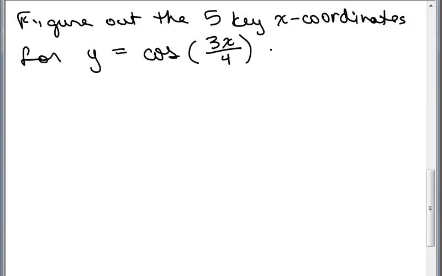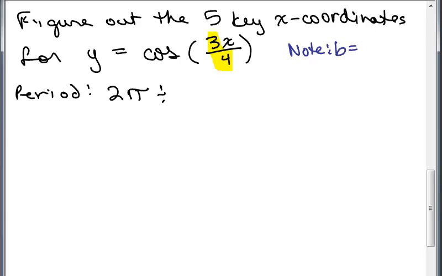But what about the period? Okay, so let's do the period. The period is 2 pi divided by b. So in this case, b is 3/4.